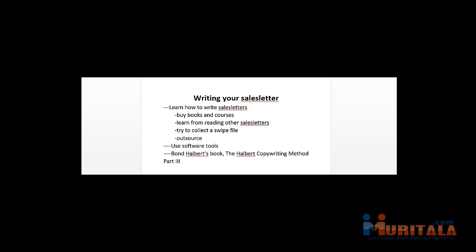And for that, I recommend you buy this book on Amazon. It's a book by Bond Halbert, and the title of the book is The Halbert Copywriting Method Part 3. And Bond Halbert is the son of the great copywriting master Gary Halbert. The Halbert Copywriting Method Part 3 teaches you how to edit a rough draft of a sales letter.